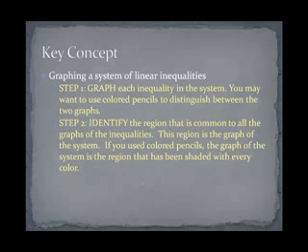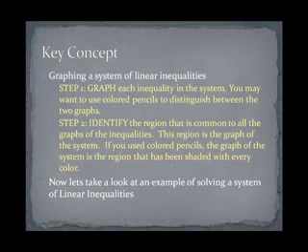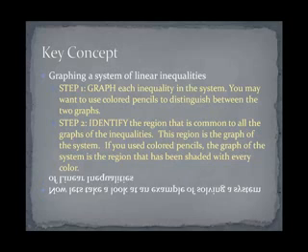Now, the second step of this concept is to identify the region that is in common to the graphs of the system. This is where the two colors will be mixed on your graph. So, that's all you're doing when you're graphing a system of linear inequalities, is two steps. Graph the inequalities and then notice where the shaded region is, the combined shaded region. Let's go ahead and take a look at an example of this now.